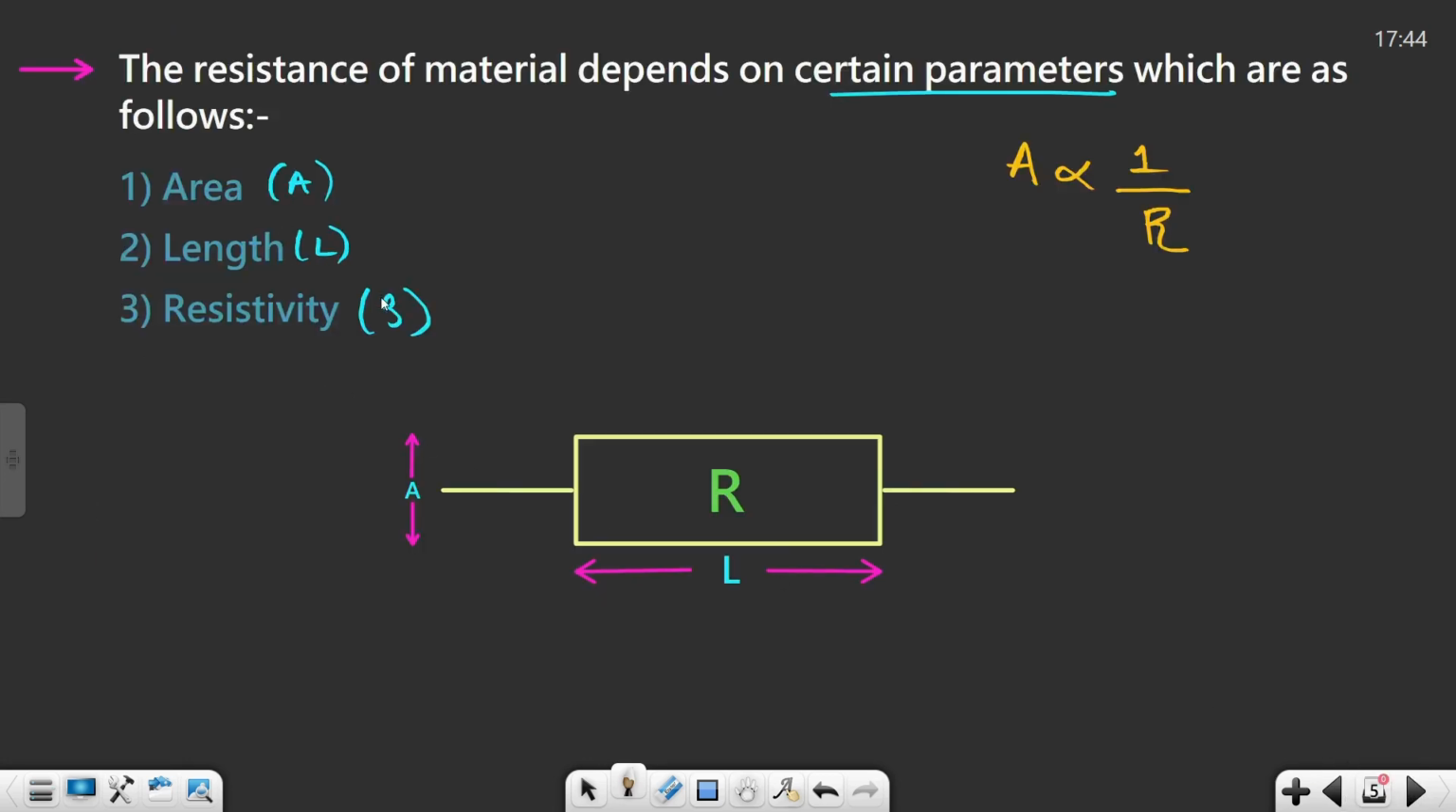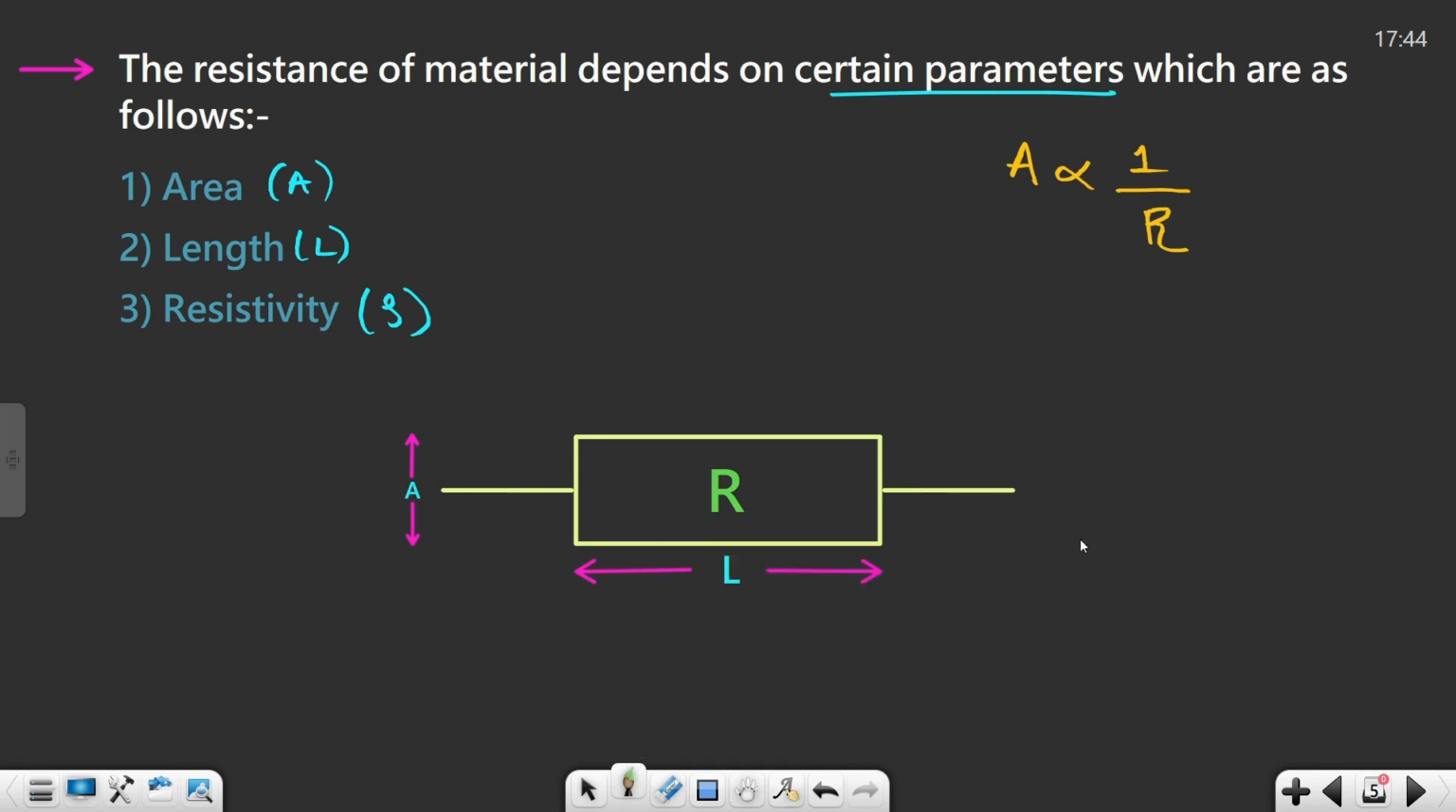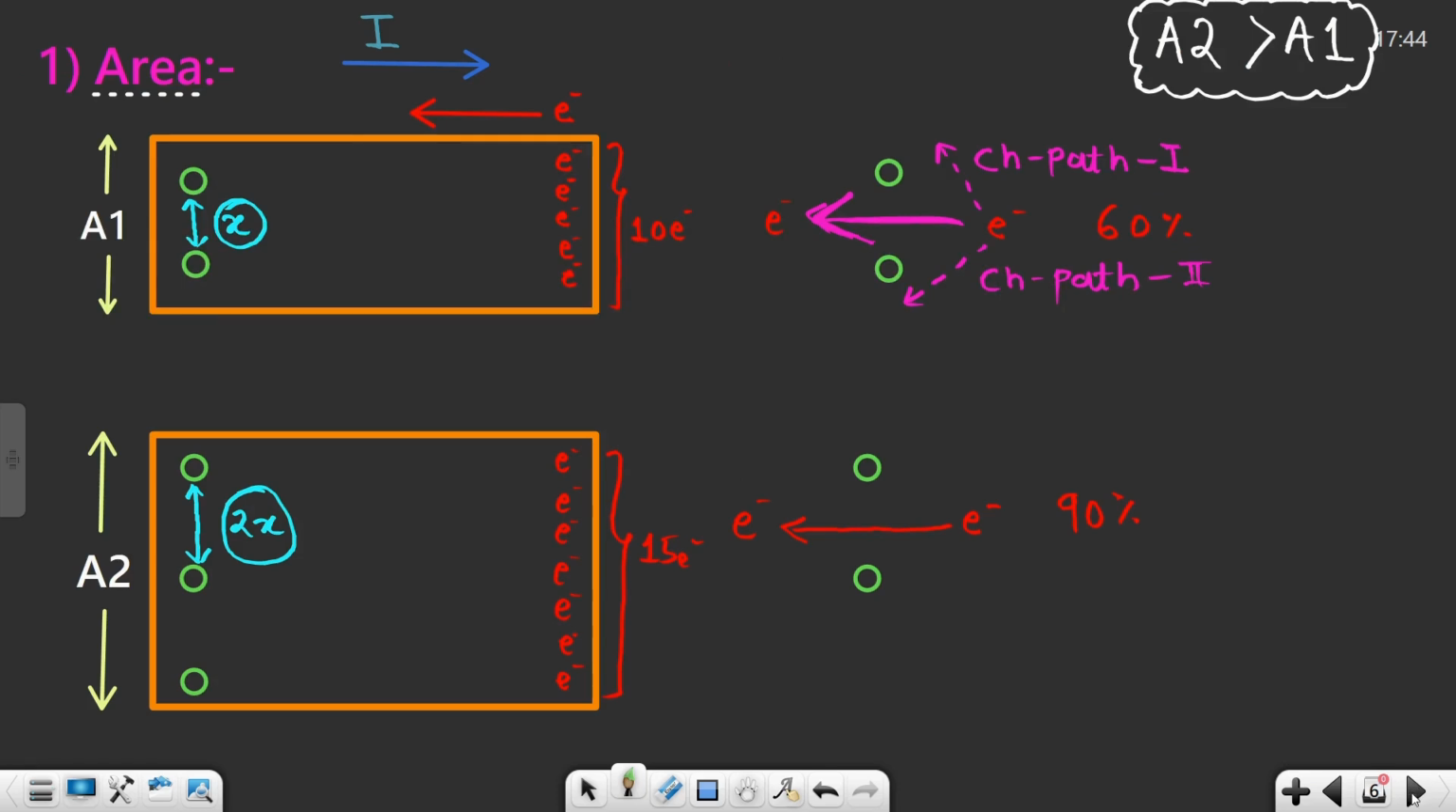With this I hope you understood what exactly resistivity is. So what we can conclude is that length is proportional to R and resistivity is a kind of constant. This is what we saw. So this was all about the resistance.